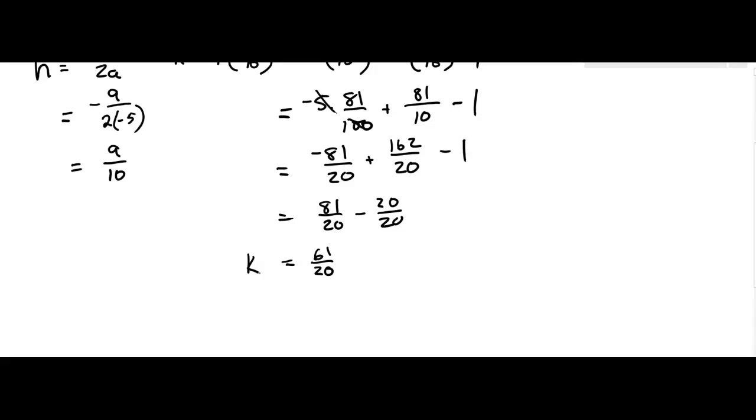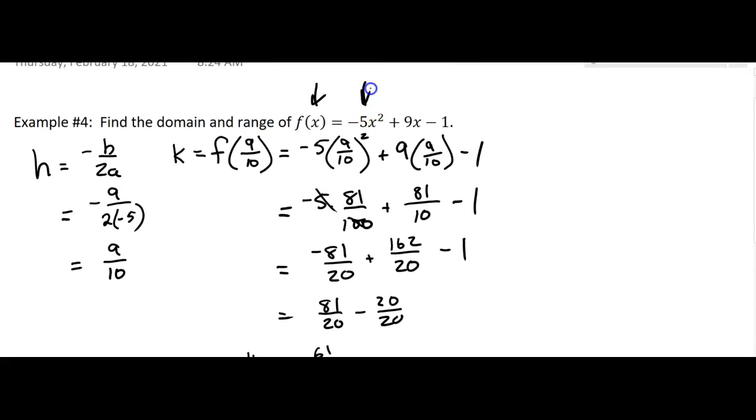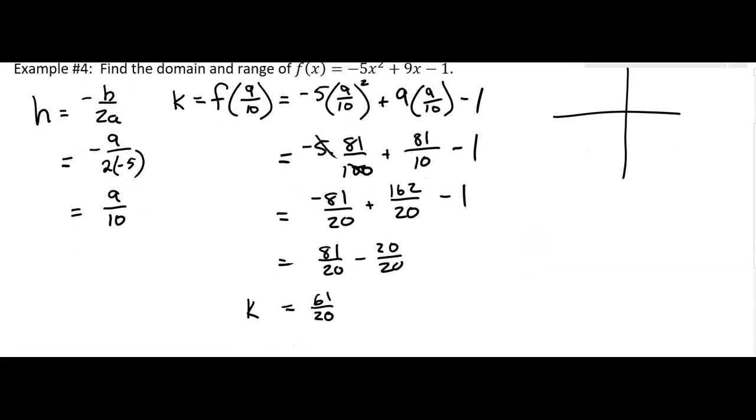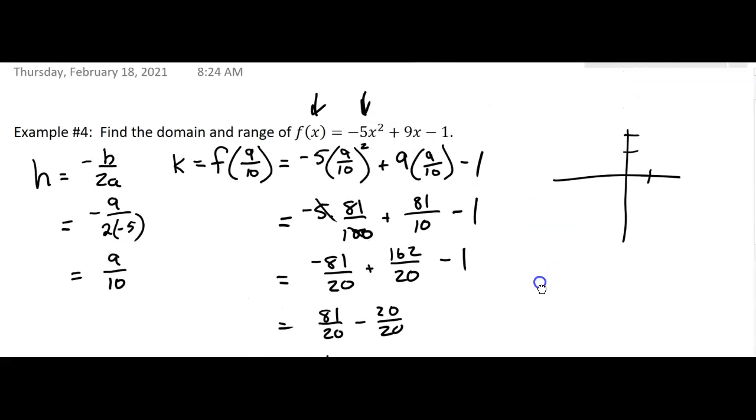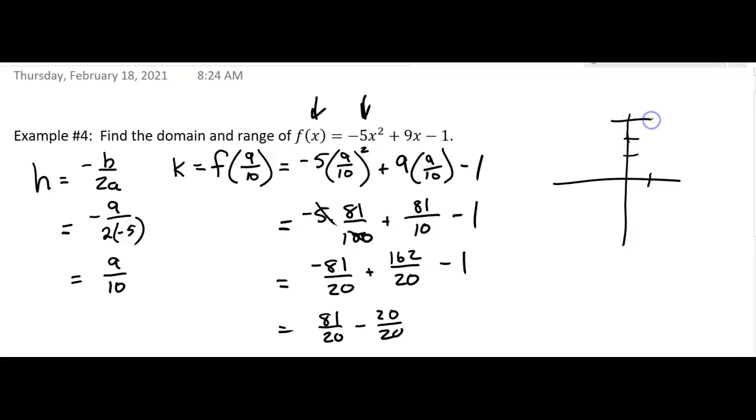Now, what does that mean? Well, I probably have to scroll back up a little bit here. Remember it was a negative 5 for a? That means my graph somewhere has an h, k, a vertex of 9/10, so almost 1, and 61/20, which is about 3, right? So my vertex is approximately up there someplace.